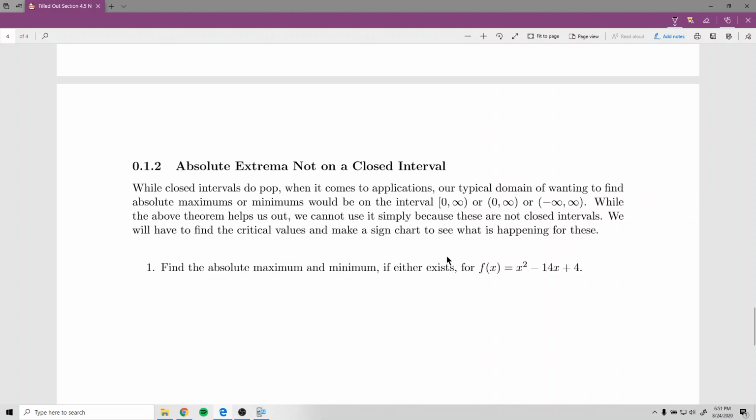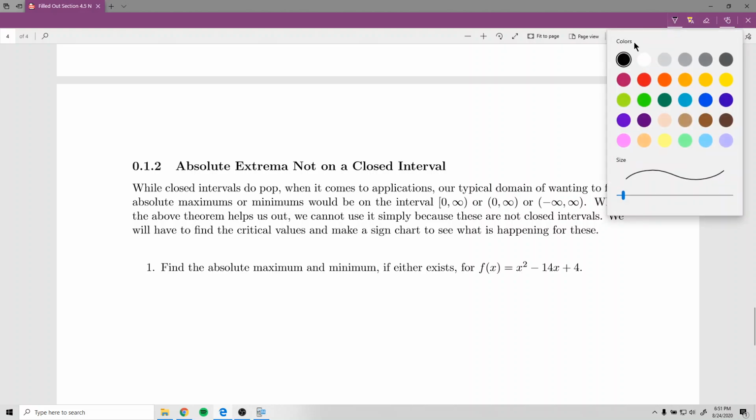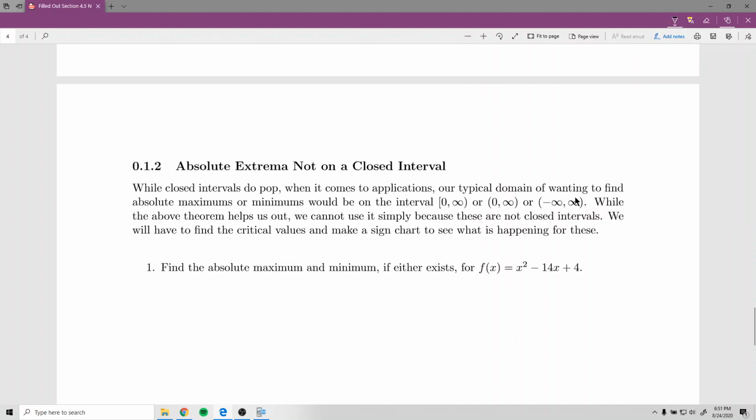How do we figure out the absolute maximums and minimums? Well, this is actually kind of a question that we answered before. When the intervals are not closed, we will have to find the critical values and make a sign chart to see what is happening for those. Okay, so this is why closed intervals are so great, is you don't have to do the sign chart. If there is not a closed interval, we're going to make a sign chart like 4.1.